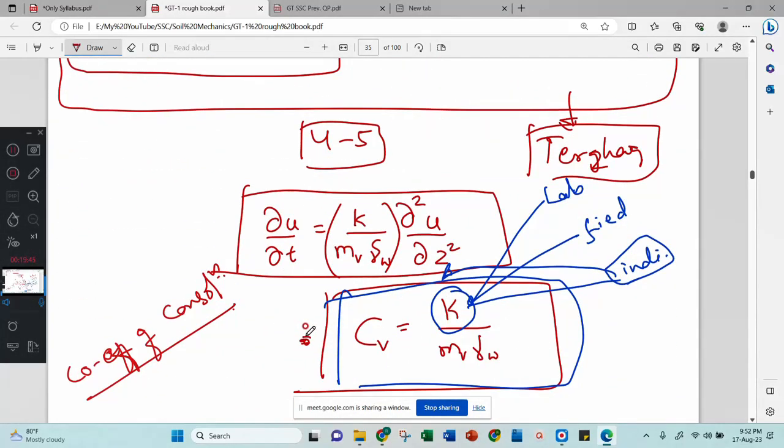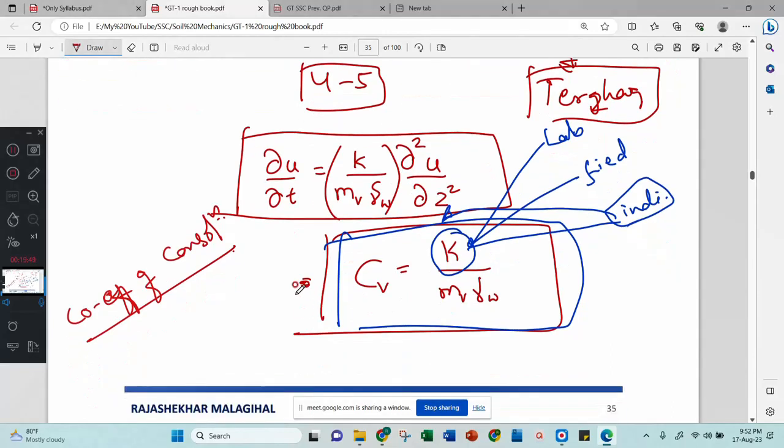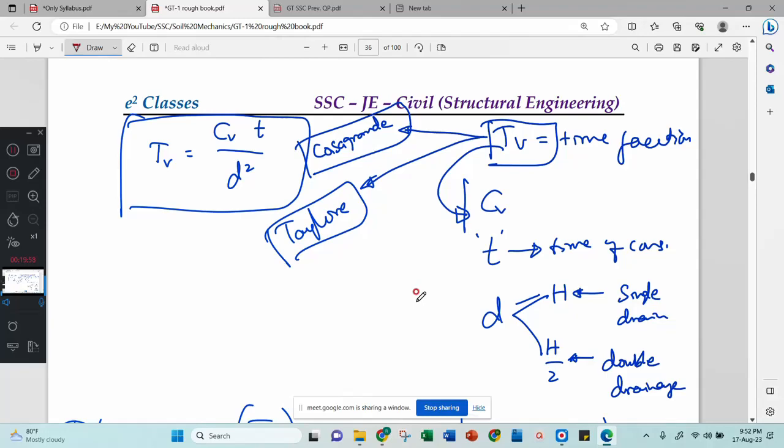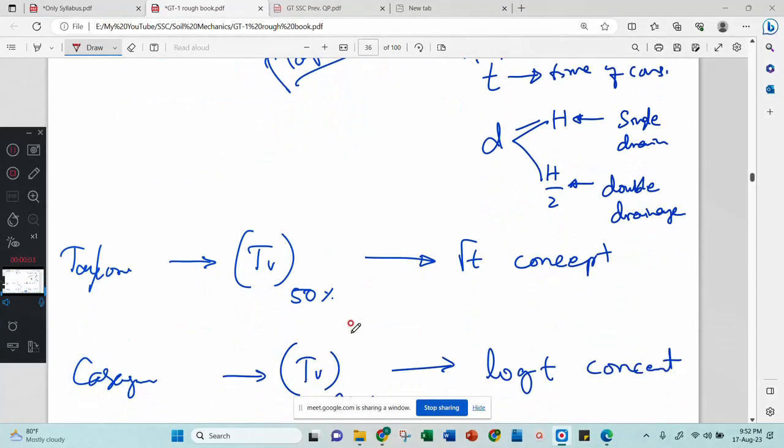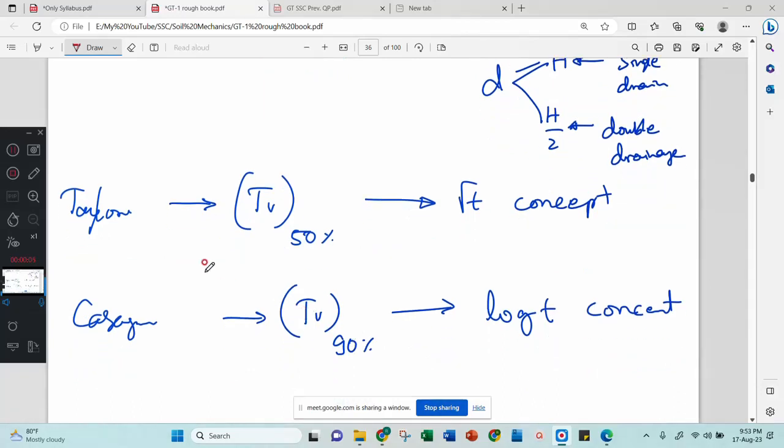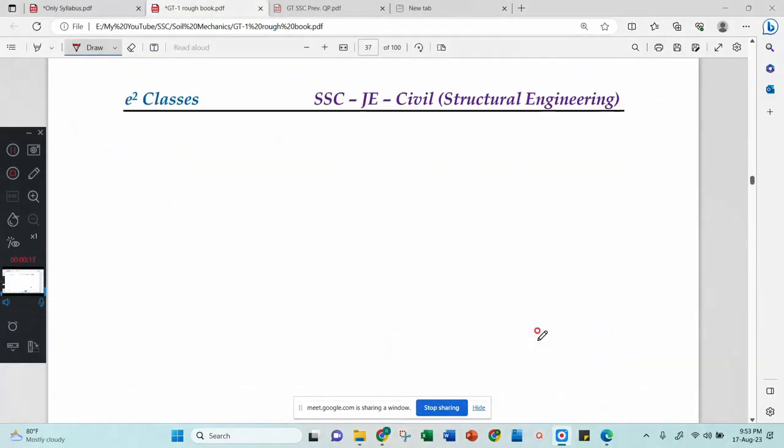Then, by using all these terms, Terzaghi derived his theory, and that theory gives you this big equation where CV is the coefficient of consolidation. By that equation you can determine permeability indirectly also. Then the equation for time factor; by using this time factor we can determine CV. Then we have two theories, Taylor's theory and Casagrande's theory. Taylor used the T50 concept, Casagrande gave the T90 concept. Taylor used the root T concept, Casagrande gave the log T concept. End of the chapter.